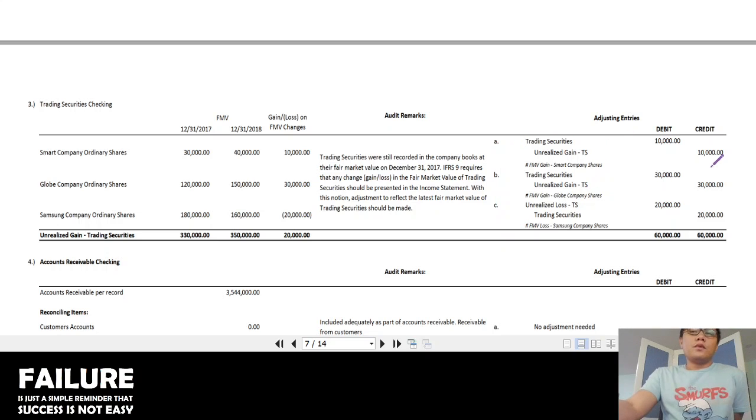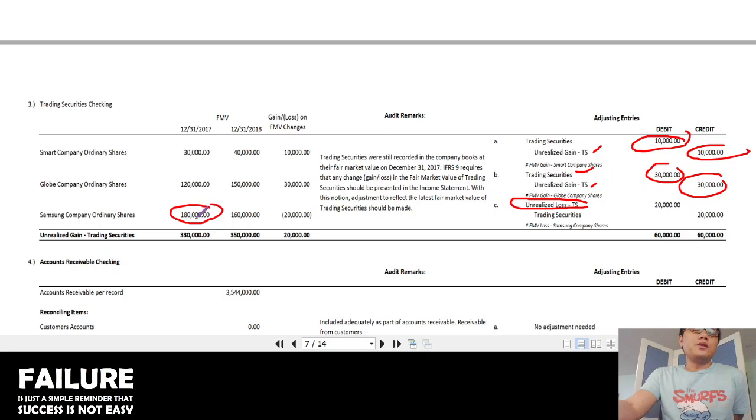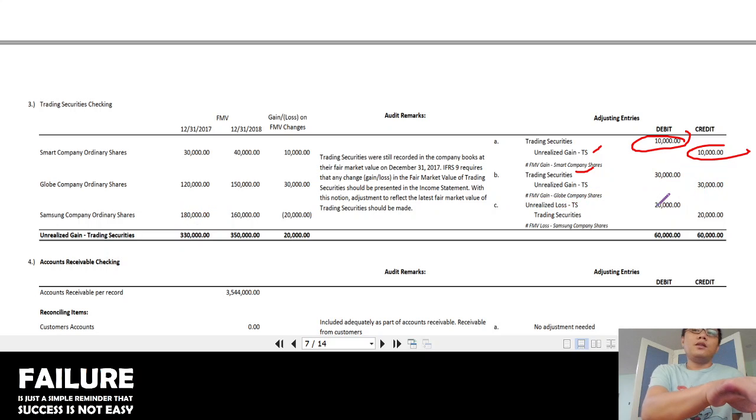So, each investment in trading securities, no? Debit, trading securities, credit, unrealized gain on trading securities, again, to be presented in the income statement. Unrealized loss, para to kinuha natin, obviously, yung fair market value December 31, 2017, which was the presented value minus the current fair market value, which is at 160. So, bumaba from 180 to 160. So, we have a loss. So, debit, unrealized loss, credit, trading security.